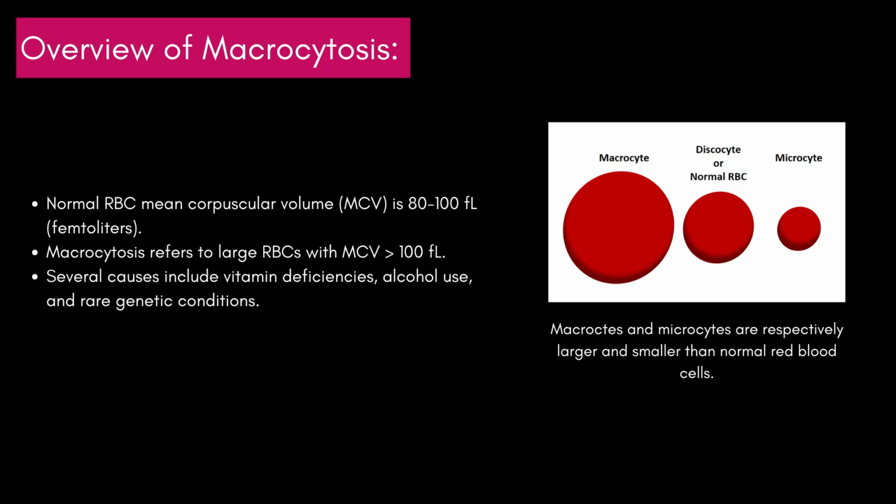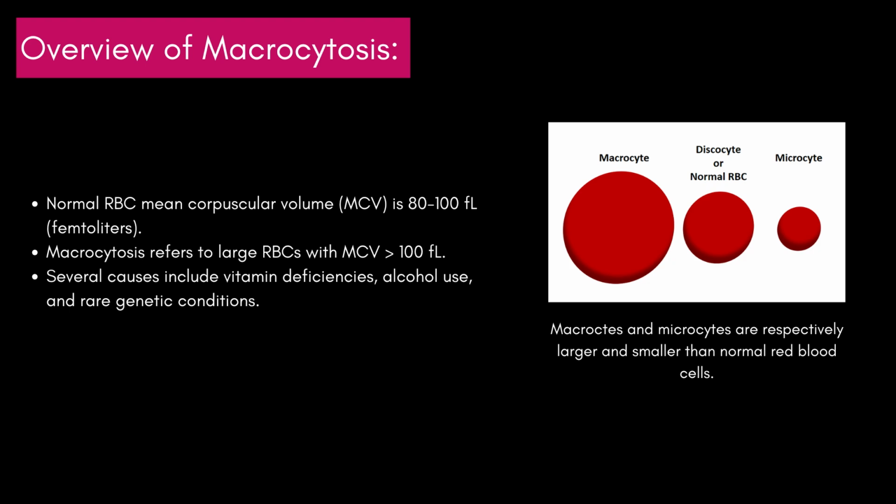Today I'd like to open up the presentation by covering an overview of macrocytosis. Normal red blood cell mean corpuscular volume (MCV) is 80 to 100 femtoliters. Macrocytosis refers to large red blood cells with mean corpuscular volume greater than 100 femtoliters. Several causes include vitamin deficiencies, alcohol use, and rare genetic conditions.